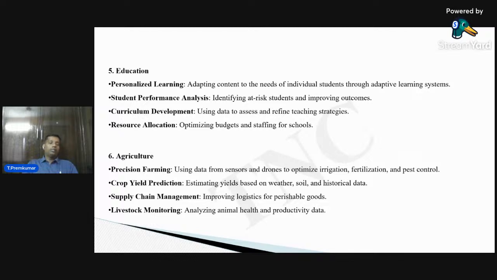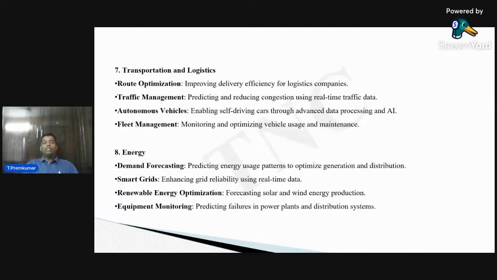And the next one is supply chain management. It tells you about perishable goods, and it improves logistics control. And the next one is livestock monitoring. Here it analyzes animal health and productivity data. And the next one we can see is transportation and logistics.